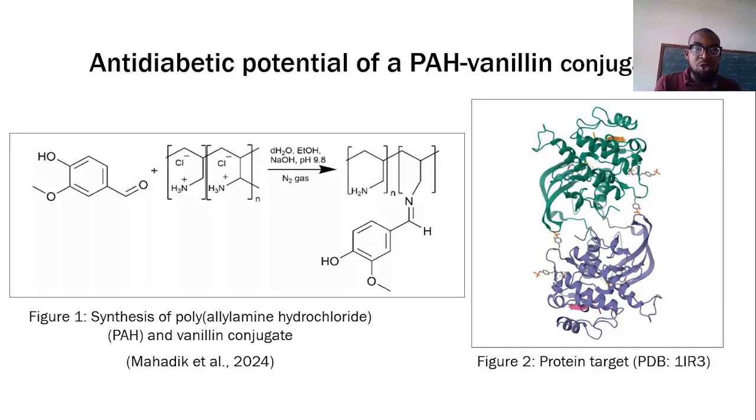So today we'll be assessing the antidiabetic potential of polyallylamine hydrochloride vanillin conjugate. Now this conjugate was synthesized by Mahadik et al. in 2024 and was reported. Now you can see that this is the backbone.